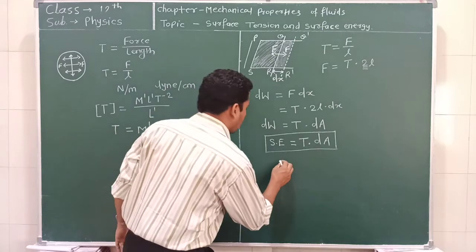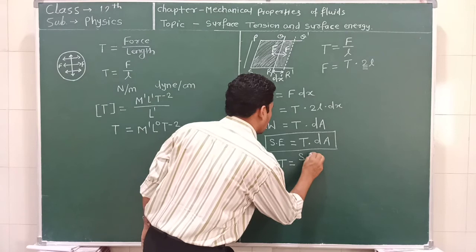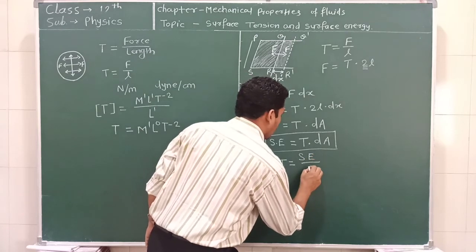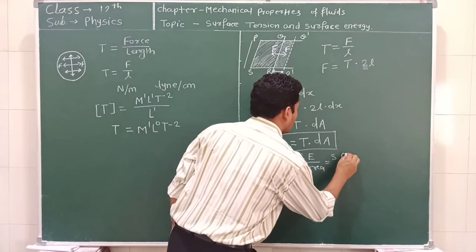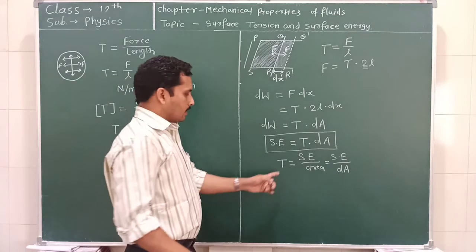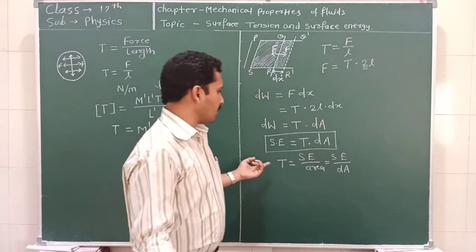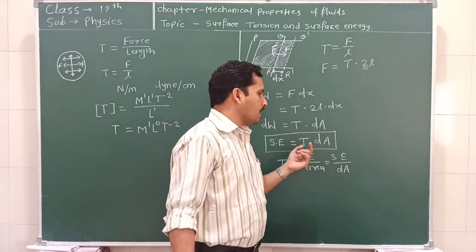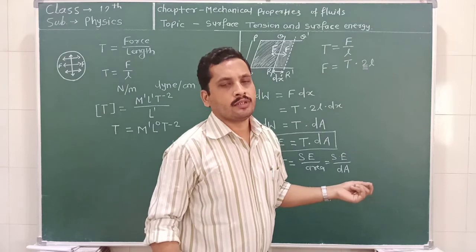We can also write that surface tension T is nothing but the surface energy per unit area, that is surface energy divided by dA. So surface tension can be defined in another way as the surface energy required to increase a unit area.